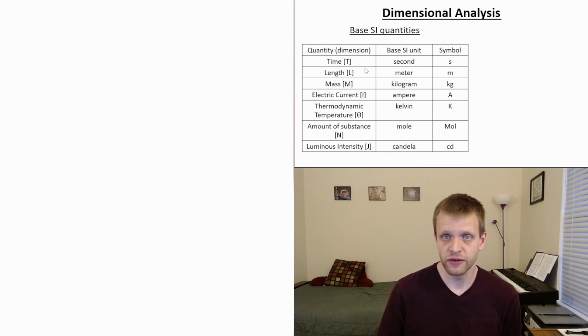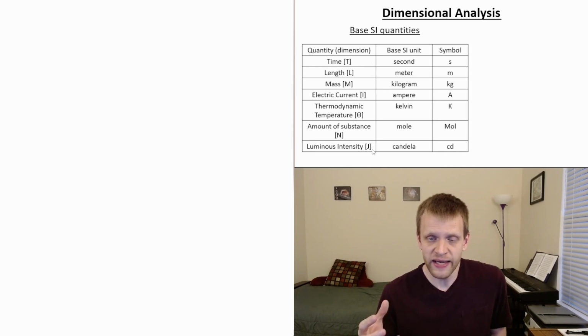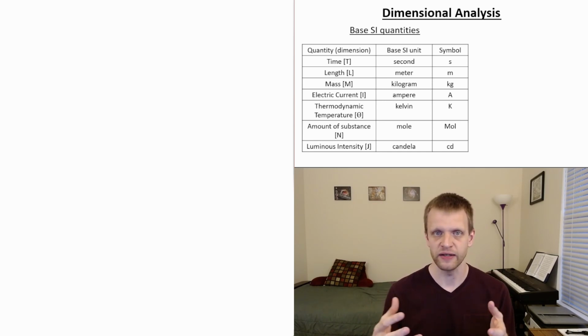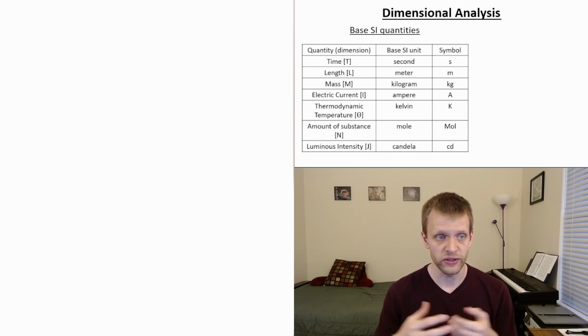In the metric SI system, we have these 7 base quantities: time, length, mass, electric current, thermodynamic temperature, the amount of a substance, and the luminous intensity. And each one of those has its own base SI unit, but we're really going to focus on the dimensions for this one. So I can take these 7 base quantities and combinations of these base quantities to construct pretty much any kind of physical quantity that we're ever going to encounter.